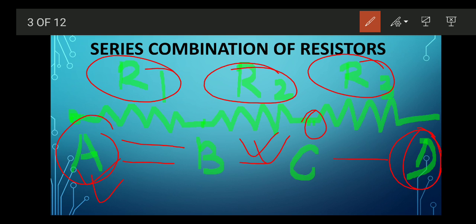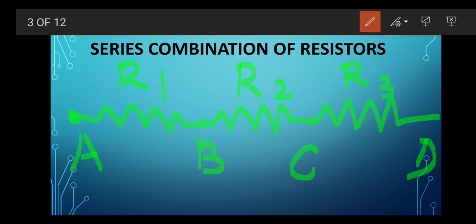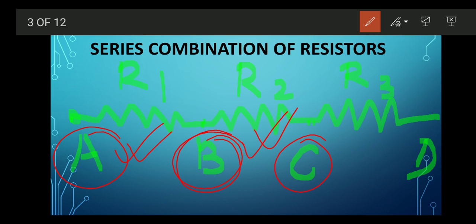Now, this way, the three resistors are connected one after the other. You can see. And between points A and B, we have resistor R1. Between points B and C, we have resistor R2. And between points C and D, we have resistor R3.